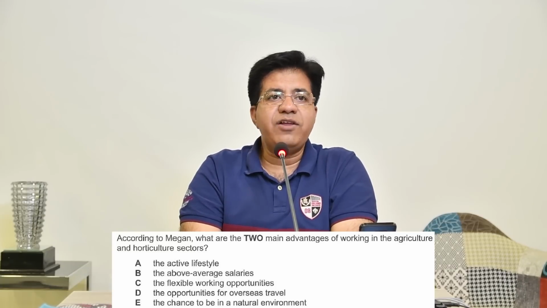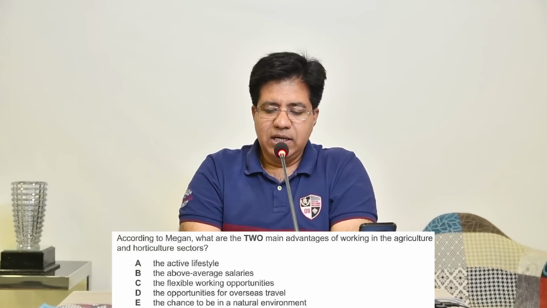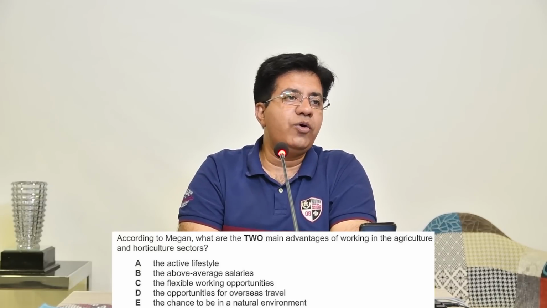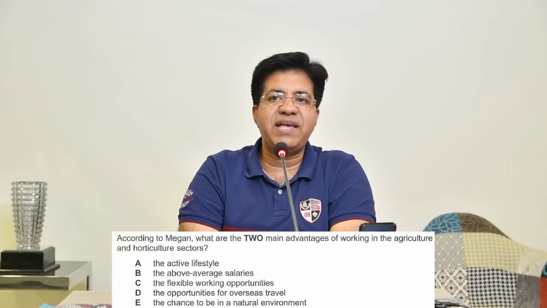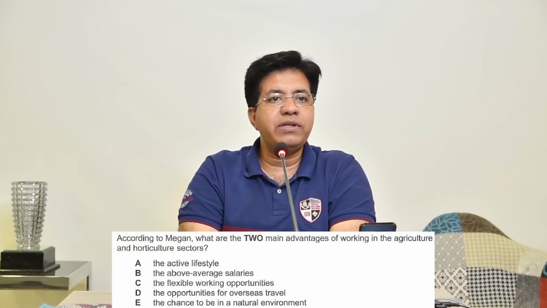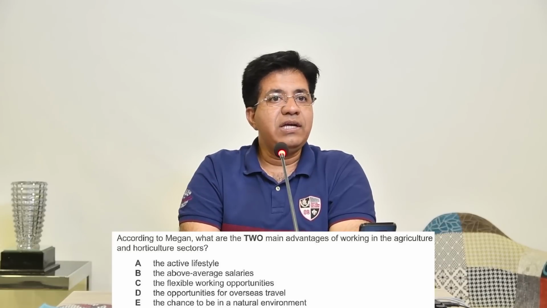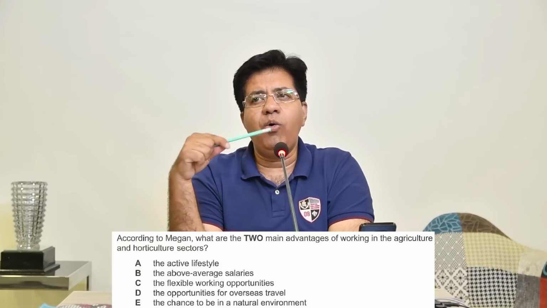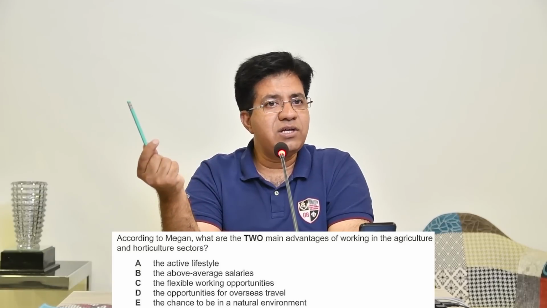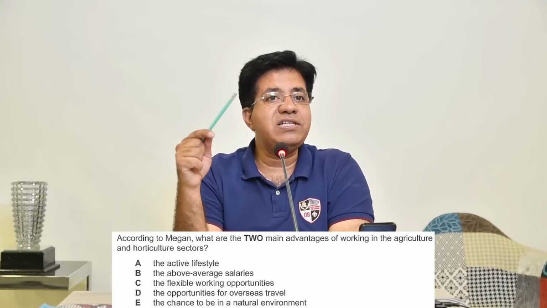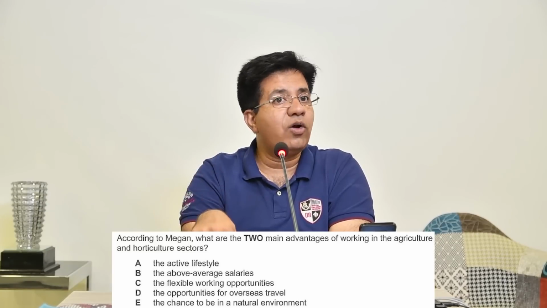Above average salaries. Okay, now listen. Active lifestyle. If in the audio they say the lifestyle is pretty passive, you don't have to move around, then A is not the right answer. Above average salaries. If in the audio they say, although you earn average salaries, although the salaries are not very lucrative or the salaries are not very high, then it is not the right answer.